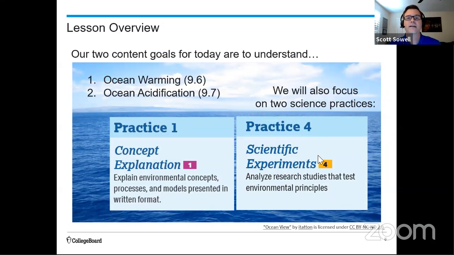Can you articulate an understanding of an environmental concept in written form and make it sound like you've taken the course, not just memorize some facts? And second of all is this practice of scientific experiments. Can you design your own experiment to perhaps investigate an environmental issue, or can you interpret somebody else's experiment and pick apart some of the unique things that they did in their experiment process, their methods?